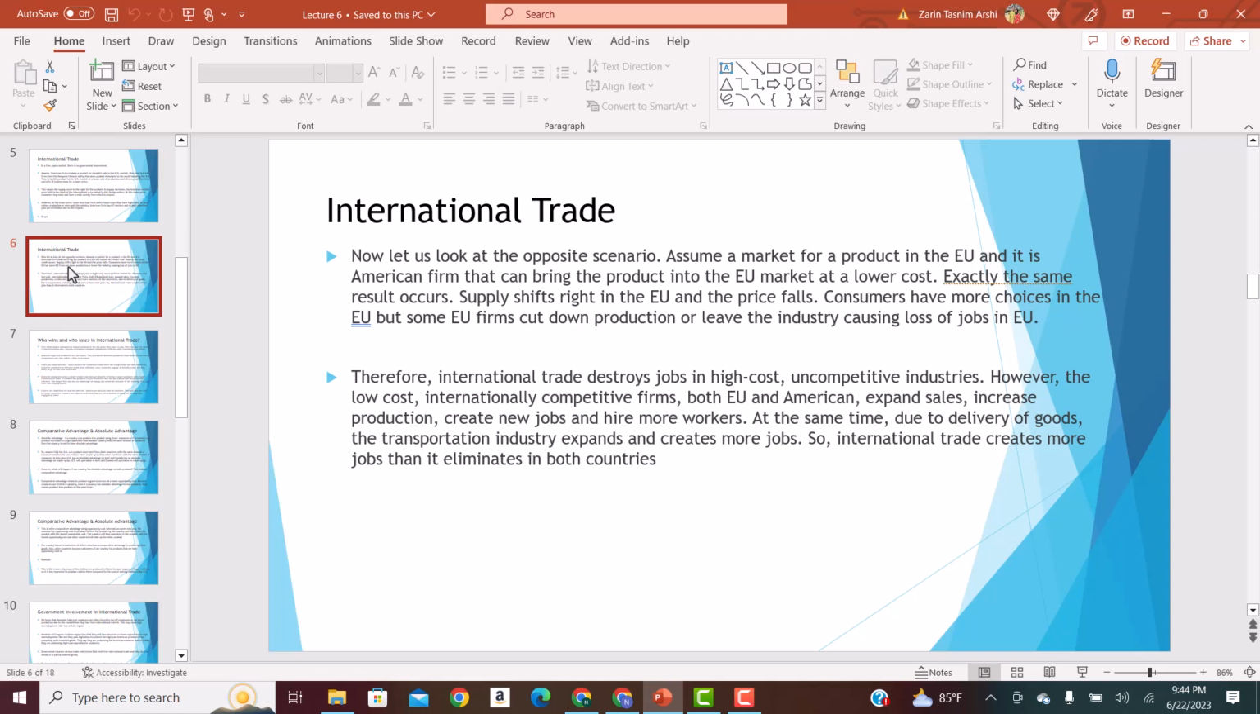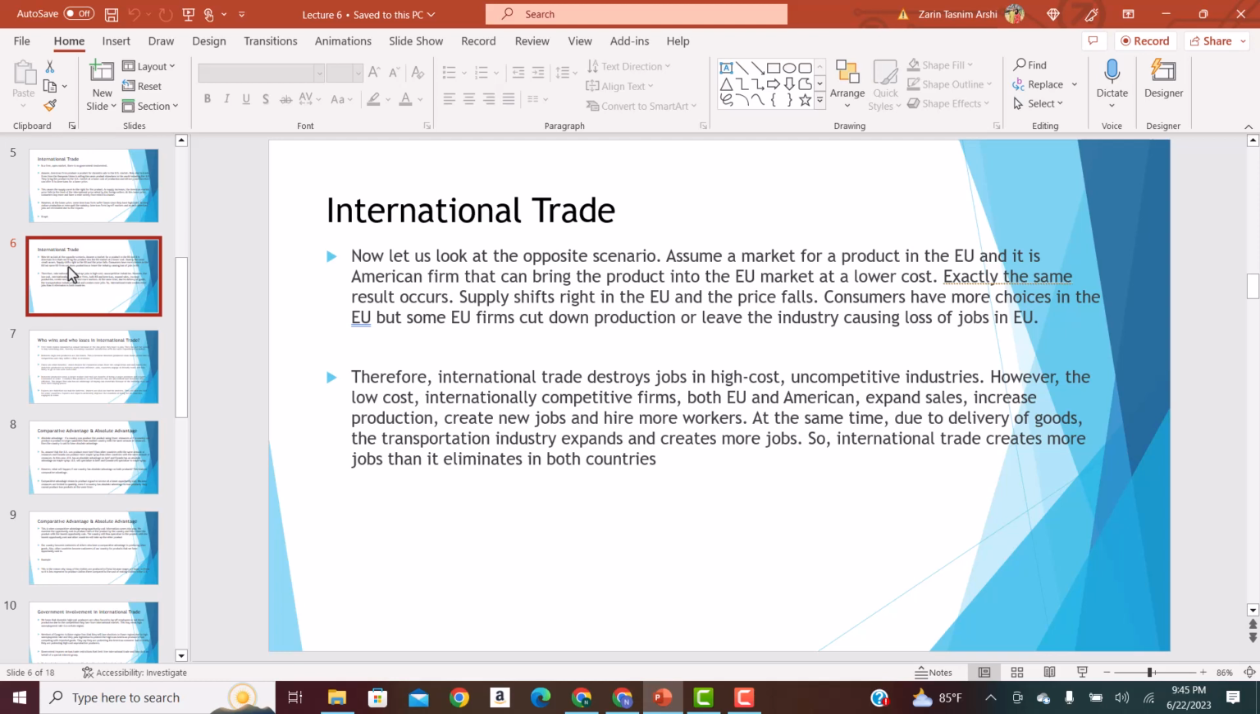For instance, assume a market for a good or product in the European Union, and it is an American firm that can bring the product into the European market at a lower cost. For instance, let's say aircraft. The European Union countries produce aircraft at a higher cost, so the prices for aircraft are much higher in Europe. But in the US, they can produce aircraft at a much cheaper cost, so they can offer aircraft at cheaper prices in the European market.